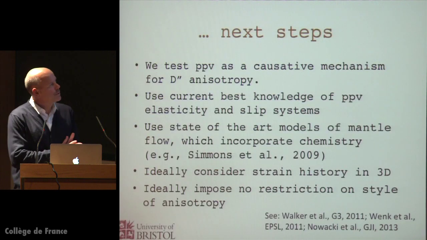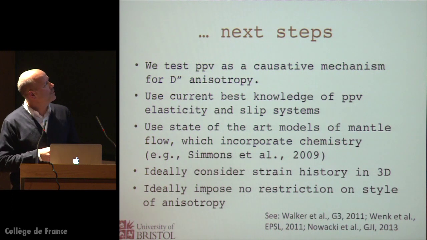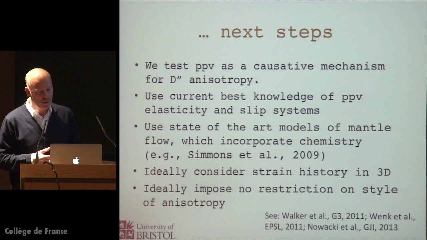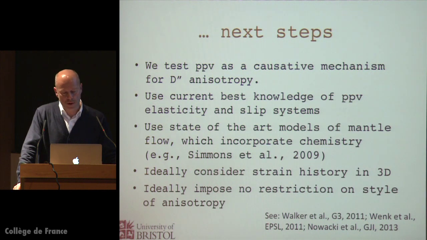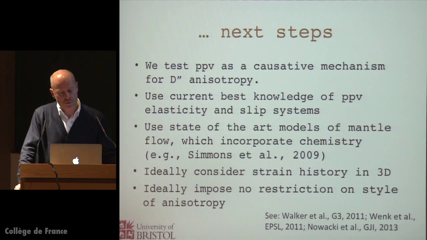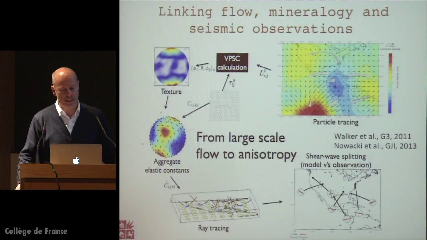So what are the next steps? Essentially, we can do this for any mineral, but we test post-perovskite as a causative mechanism for the anisotropy. We use current best knowledge of the elasticity and slip systems for post-perovskite. We try to use state-of-the-art models of mantle flow, which incorporate chemistry. Nathan talked about that in the first talk. Ideally, we want to consider strain history in 3 dimensions. And ideally, we want to impose no restriction on the style of anisotropy. This is the approach that we've tried to take.